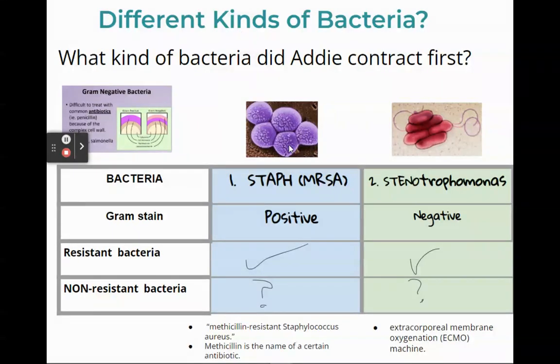So here we have the first bacteria that she was infected with, staph, MRSA. It's gram-stain positive. Resistant bacteria, yes, some of them were resistant, but we're not sure if all of them were. Stenotrophomonas was the second bacteria. She got infected in the ECMO machine, or she basically obtained that by the ECMO machine, and this is gram-stain negative. And this one happened to be pan-resistant.